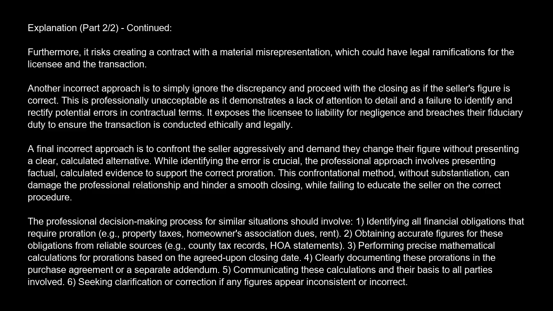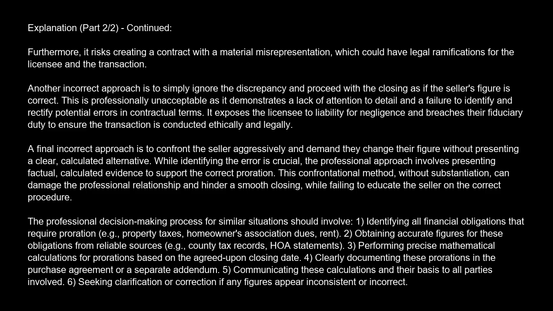A final incorrect approach is to confront the seller aggressively and demand they change their figure without presenting a clear, calculated alternative. While identifying the error is crucial, the professional approach involves presenting factual, calculated evidence to support the correct proration. This confrontational method without substantiation can damage the professional relationship and hinder a smooth closing, while failing to educate the seller on the correct procedure.